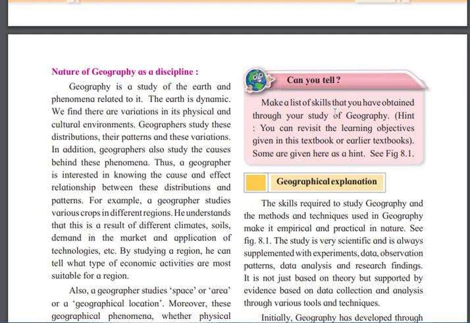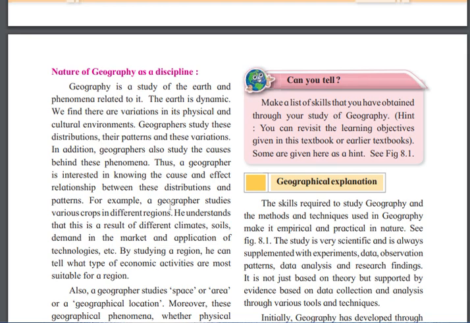And in addition, the geographers also study the causes behind the phenomena. So basically in geography we try to understand the earth and its changes, and the geographer, the scientist, is studying the changes, and not only that, they are understanding why these changes are taking place. Clear? Thus a geographer is interested in knowing the cause and effect of the pattern.